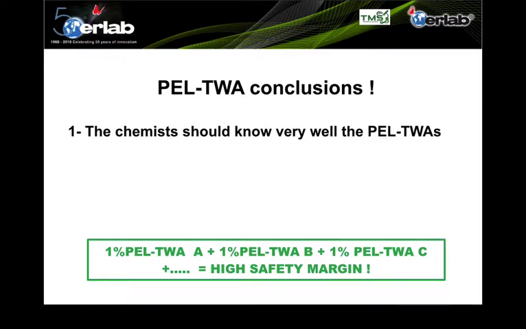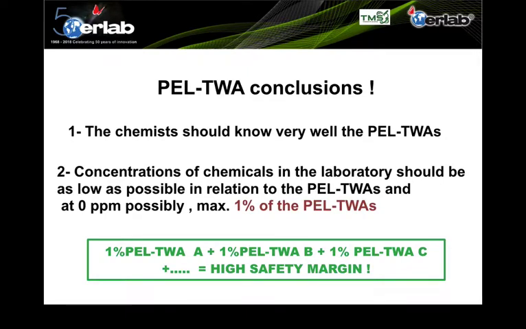We can conclude this way. Any chemist has a responsibility to know the PEL-TWA of the chemicals they are using. The concentration of a chemical in the laboratory should be as low as possible in relation to the PEL-TWA, at 0 ppm if possible, and at maximum 1% of the PEL-TWA. To answer the question of what the PEL-TWA of a mixture of chemicals is, the answer is not more than 1% of the total PEL-TWA.